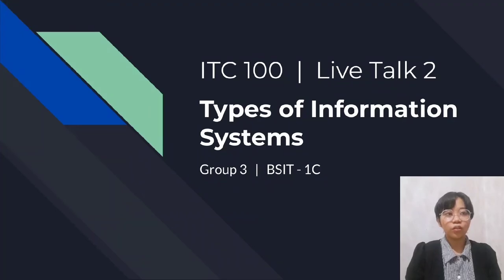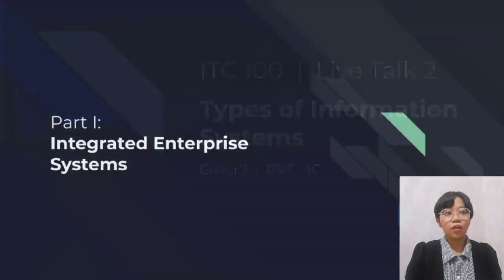Good day, everyone. Today, our group will be discussing the different types of information systems that are commonly found in organizations. I will be discussing the first part, which is the integrated enterprise systems.